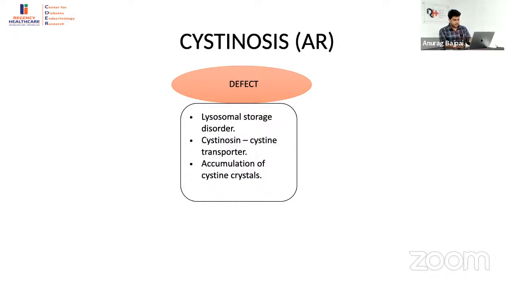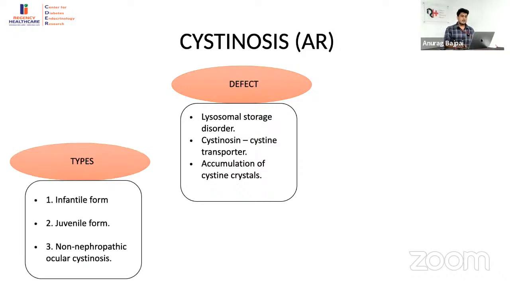And apart from that, it is also seen in multiple systems, and the core manifestations are the proximal renal tubular acidosis with ocular manifestations. And there are basically three different types or groups of cystinosis. The first one is the most severe form, which is the infantile form, where there is development of proximal renal tubular acidosis occurring within the first month of life, followed by ocular manifestations in the form of cystine crystals getting deposited in the cornea, leading to various forms of keratopathy and other ocular manifestations.